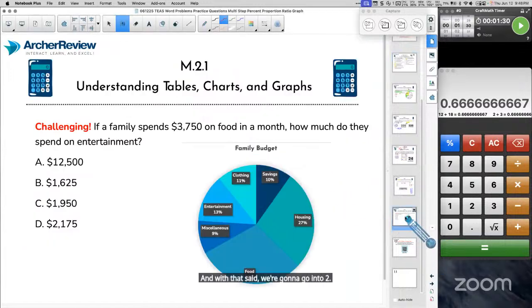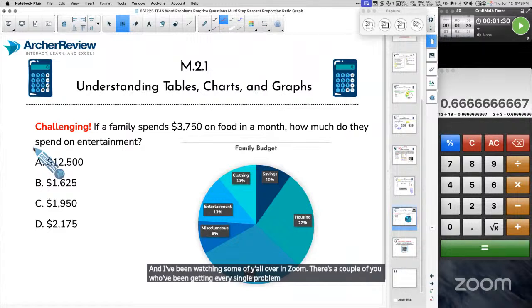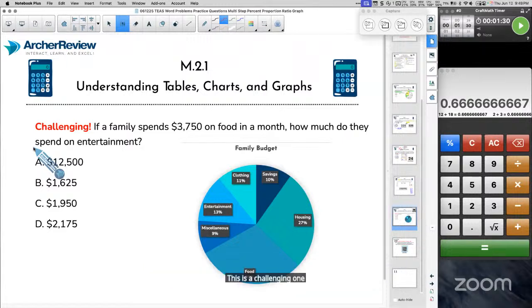We're going to do a word problem. Tonight, I decided to do a circle graph, and I already have over here that it's challenging. I've been watching some of y'all over in Zoom. There's a couple of you who've been getting every single problem right. This is a challenging one right here, probably the toughest one of the night. I'll give you a minute and a half. Go ahead and give it a shot.